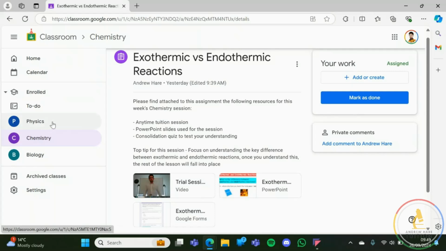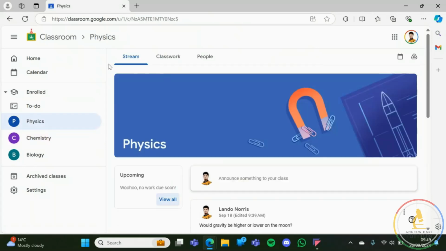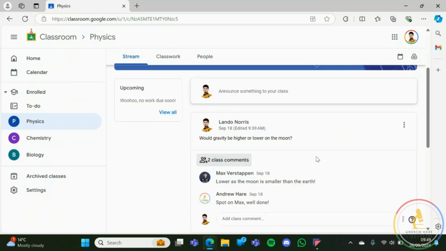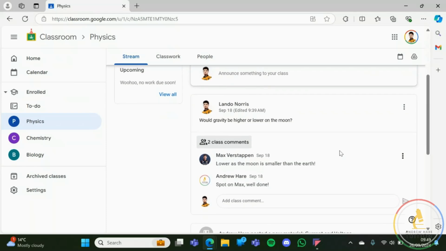Now, I'm just going to jump over to the physics classroom to show you what the stream is for. So the stream is exactly where you're going to go when you want to ask a question. So if you've got a question to ask and you want some advice, you just click on here and you can post your question and I'll get back to you as soon as I can. You may, as you can see here, even get students helping each other out.